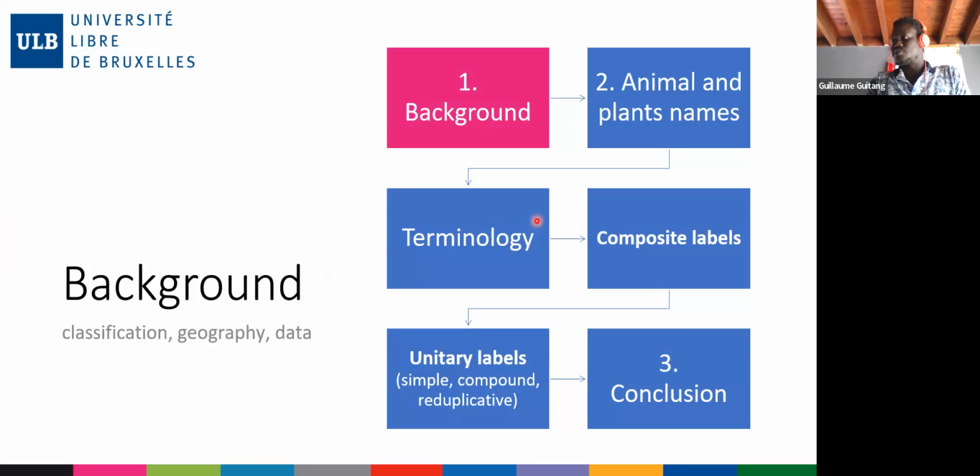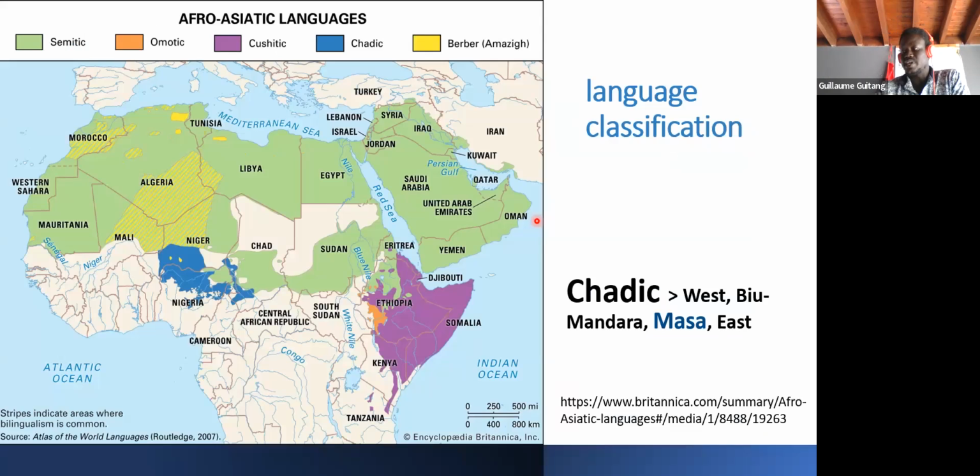So let's start with some background information on the languages discussed in the presentation. I'll be talking about the Masa languages, and the Masa languages I discuss are part of Chadic, which is composed of four branches: West, Biu-Mandara, and East, plus Masa, as you can see from here. And Chadic itself is part of Afroasiatic, which is generally accepted to involve Semitic, Omotic, Cushitic, and Berber languages, including also Chadic, as I said.